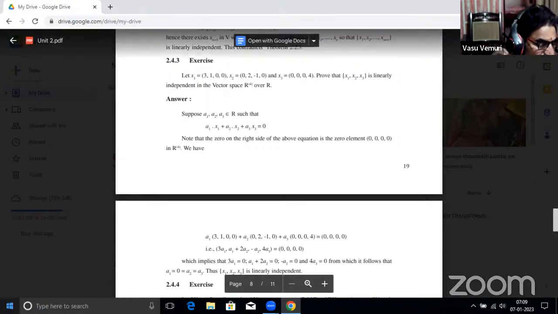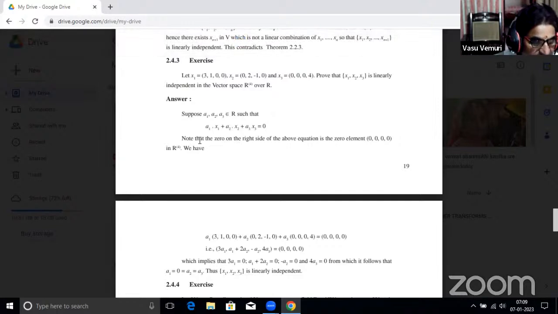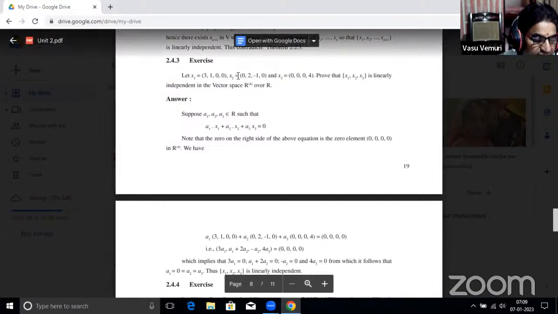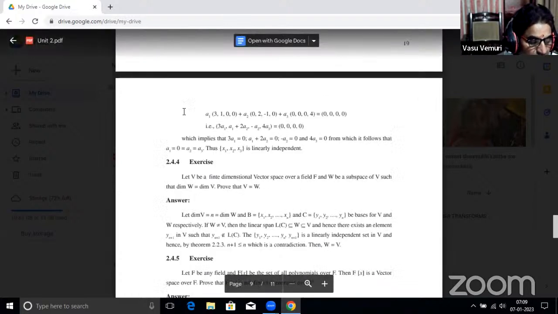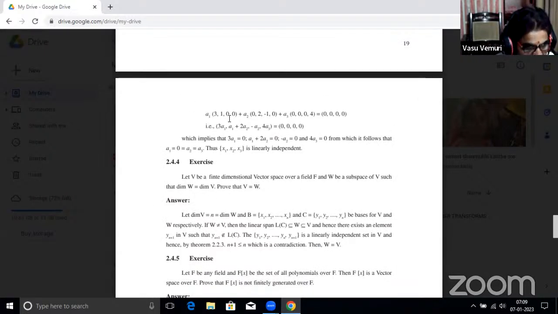To check linear independence, first of all you have to write the linear combination for the given vectors: a1 x1 plus a2 x2 plus a3 x3 equal to 0. What does 0 mean here? The zero vector is (0, 0, 0, 0), because the elements are represented in four dimensions, with 4 coordinates. So we write the zero vector (0, 0, 0, 0). Now we take a1 x1 plus a2 x2 plus a3 x3 equal to the zero vector.